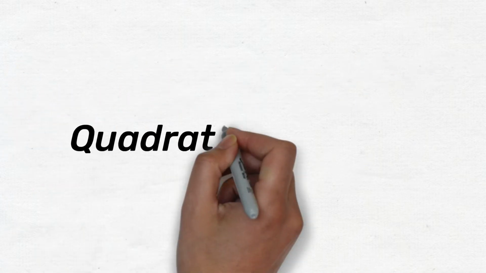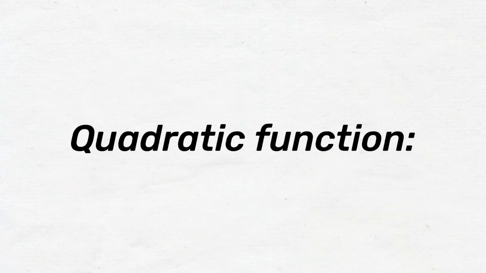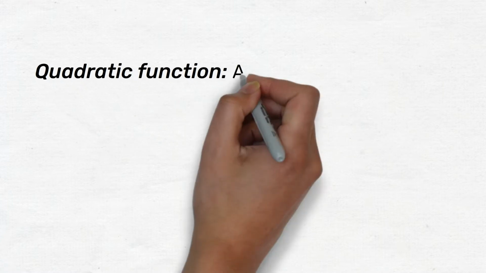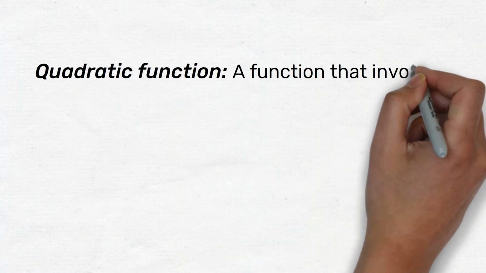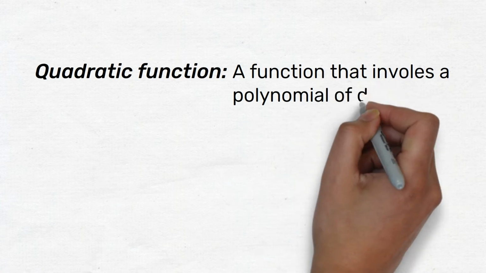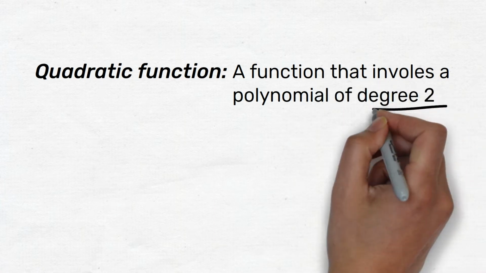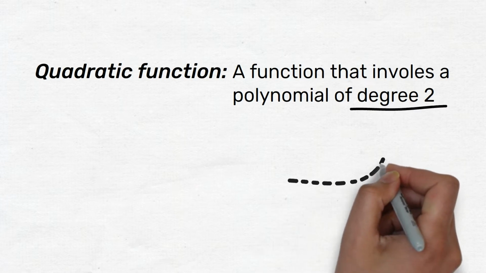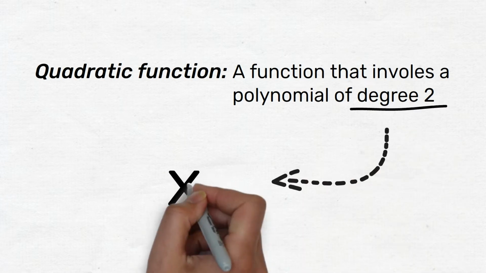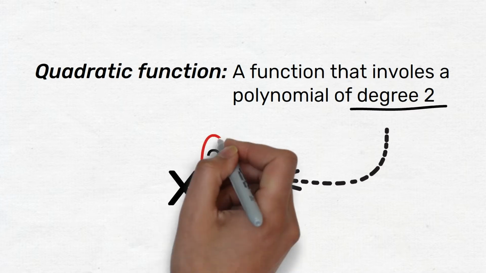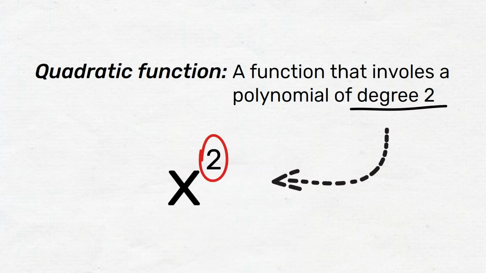Next up is the most important definition of the entire video, which is quadratic functions. A quadratic function is any function that involves a polynomial that has a degree of 2. If you think back to degree when you learned it last year in grade 10, that talks about the size of the exponents of your variables. So degree of 2 means we have an x squared, or some other variable squared.